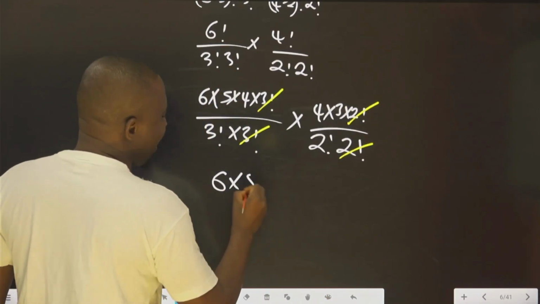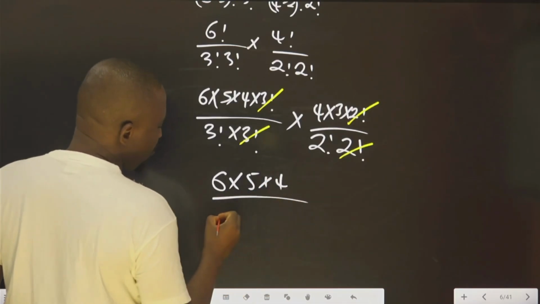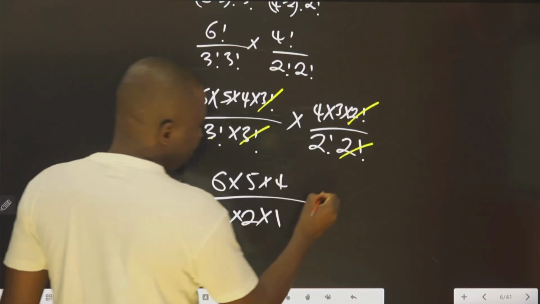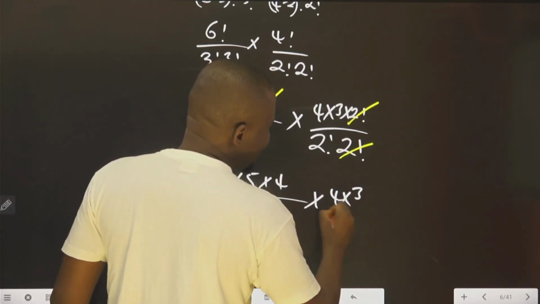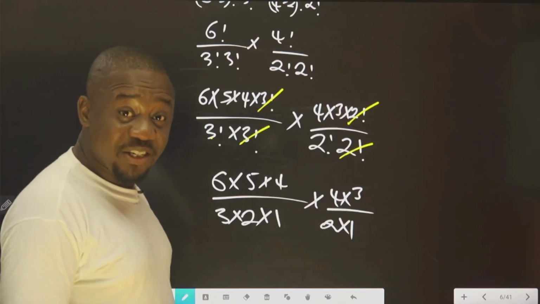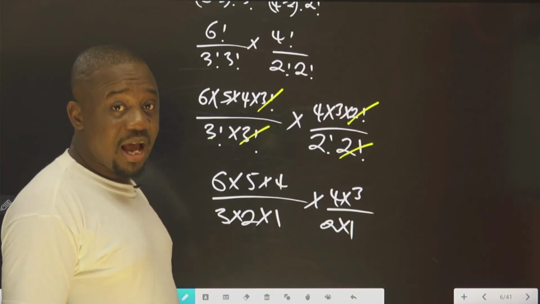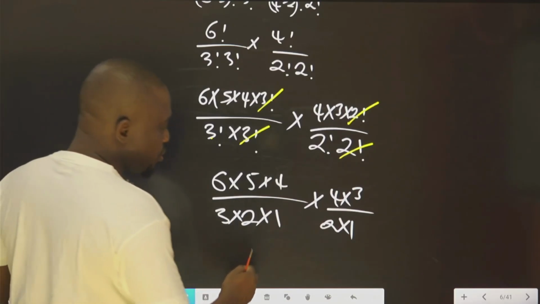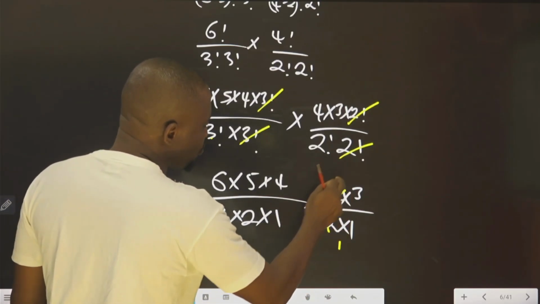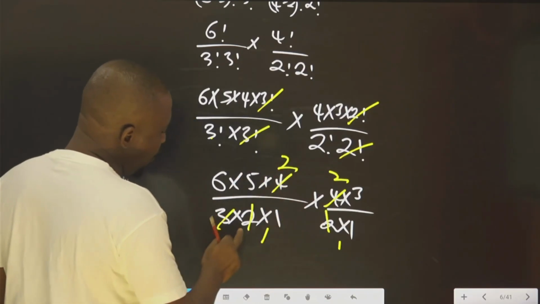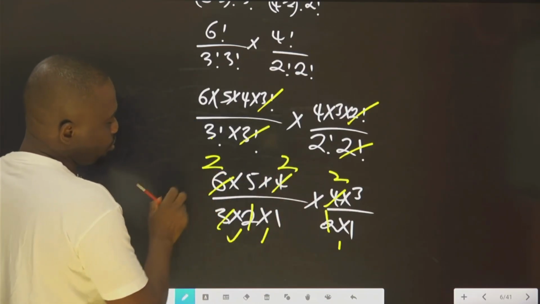That is 6 times 5 times 4 all over 3 times 2 times 1. This one is 4 times 3 all over 2 times 1. Okay? Hope you understand factorial. I've done factorial in my TikTok and YouTube channel, please check those videos. So now, 2 here 1, 2 here 2, 2 here 1, 2 here 2. Okay, 3 here 1, 3 here 2.